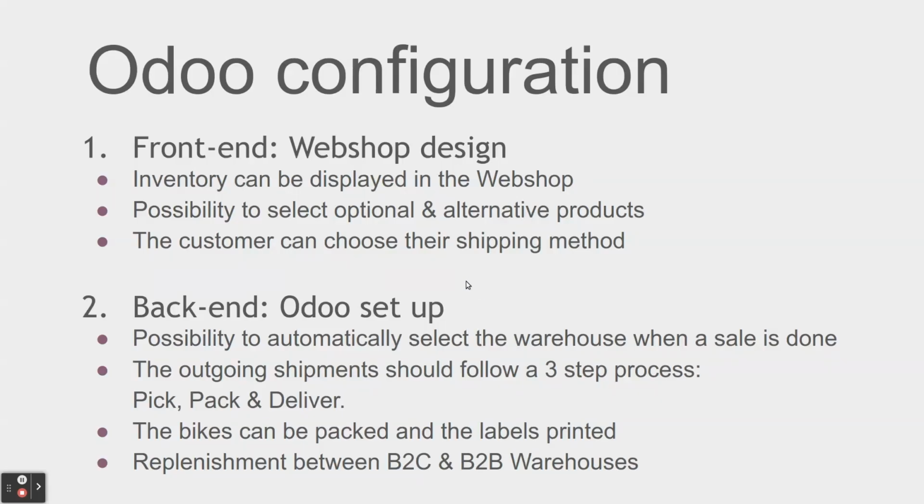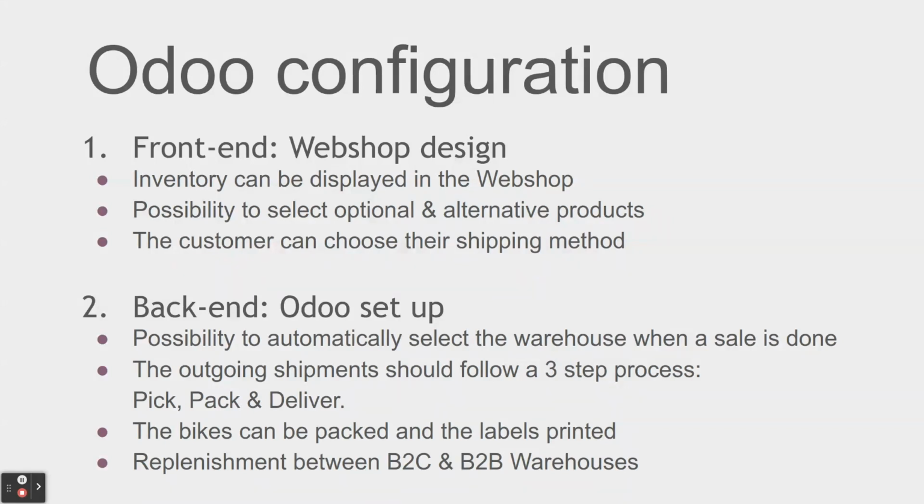So, how are we going to configure Odoo? First, the front end, the webshop design. The first point was to display the inventory on the webshop. Then the possibility to select optional and alternative products, and that the customer can choose their shipping method.